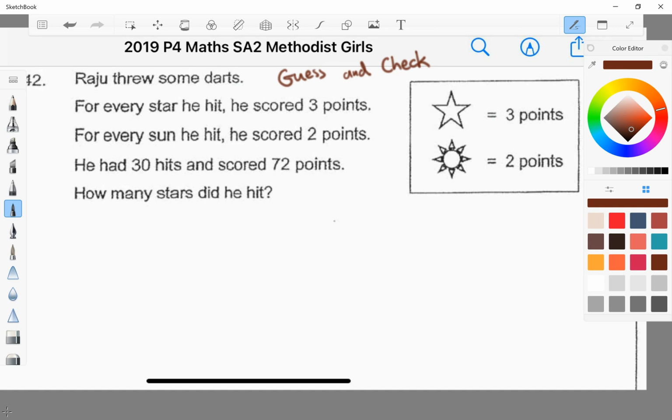So Raju threw some darts. For every star he hit, he scored 3 points. So I will do my basic annotation, and I'll point to the star, and I will circle the 2 to point to the sun. So as we know, every star 3 points, every sun 2 points, and he actually achieved 30 hits, and because of that he scored 72 points. And thereafter, how many stars did he hit?